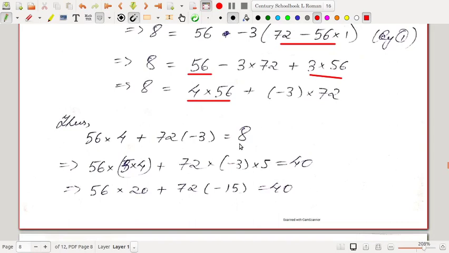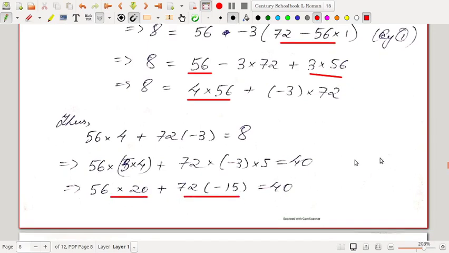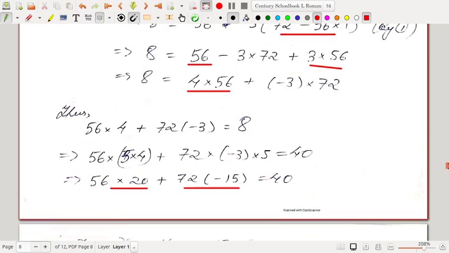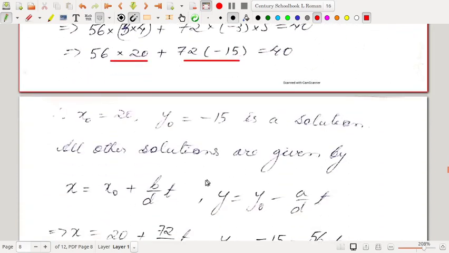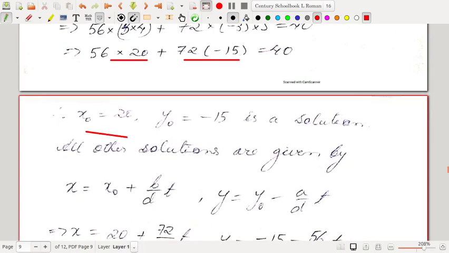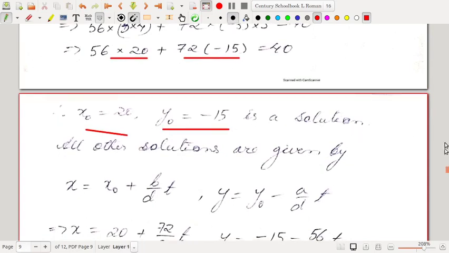But what do I need? I need 40 on the RHS. So how can I get 40? We have to multiply both sides by 5. So 56 into 20 plus 72 into minus 15 equals 40. So we have got a solution. This is a particular solution: x naught equal to 20, y naught equal to minus 15.